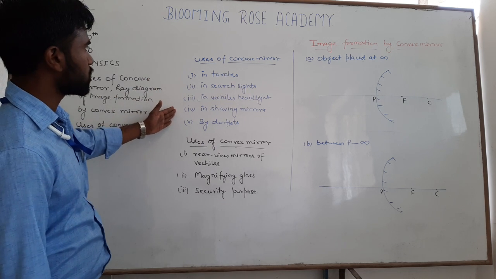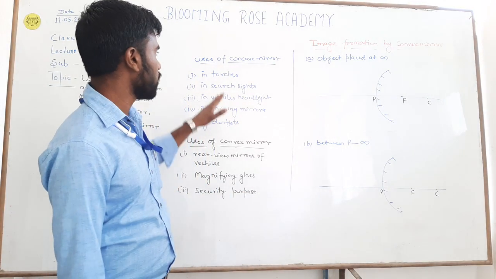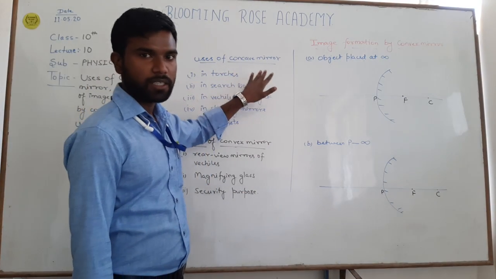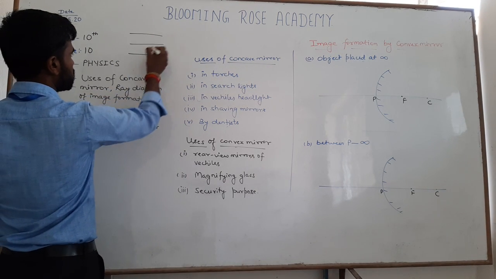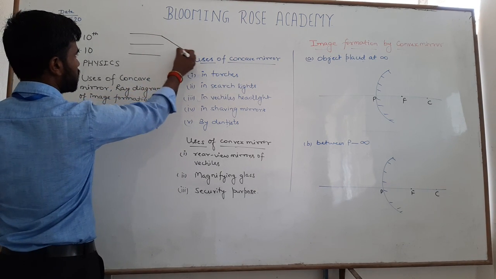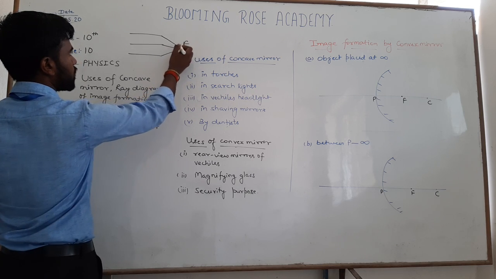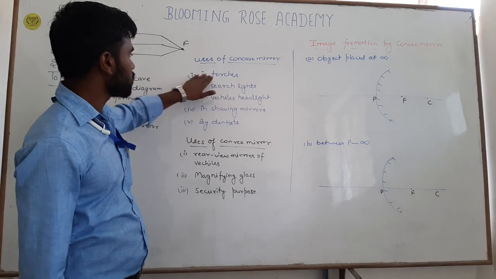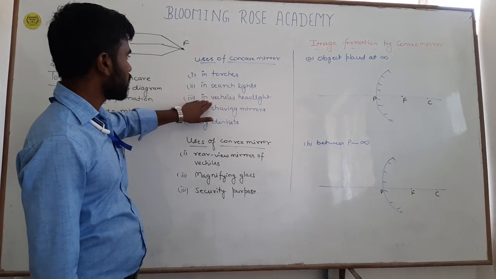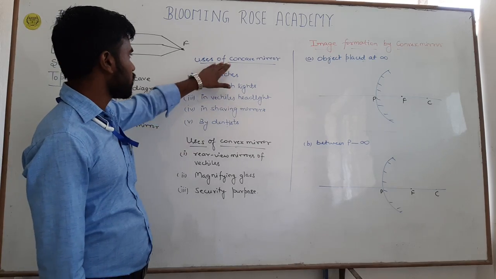Here are some uses of concave mirror. As you know, a concave mirror is a type of converging mirror that converges a beam of rays. It means when a parallel beam of rays comes from infinity, it converges to a point which is called the principal focus. So concave mirrors are used in torch lights, searchlights, vehicle headlights, and shaving mirrors.